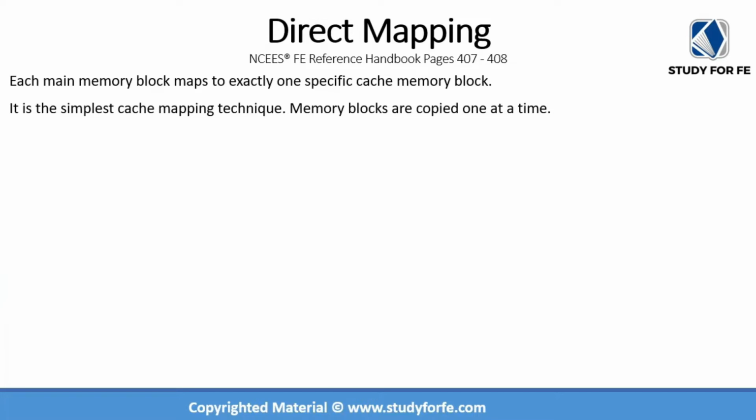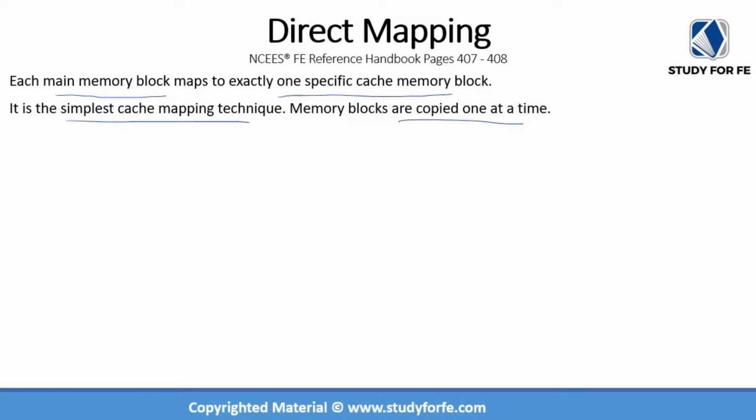Direct mapping. In the case of direct mapping, each main memory block that is brought from the main memory maps to exactly one specific cache memory block. It's very restrictive, it is very rigid, and we can only place a given memory block in a specific cache memory block. It is a very simple cache mapping technique. The issue with it, and we will discuss the advantages and disadvantages later on, is that it is pretty rigid. And memory blocks are copied one at a time.